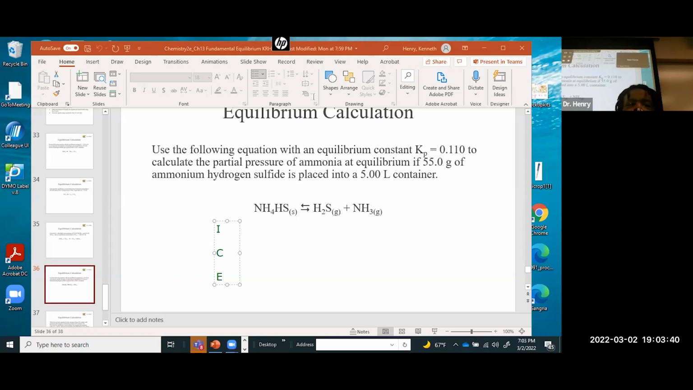So let's take a step back. What is going to be our equilibrium expression? Kp is going to equal what?